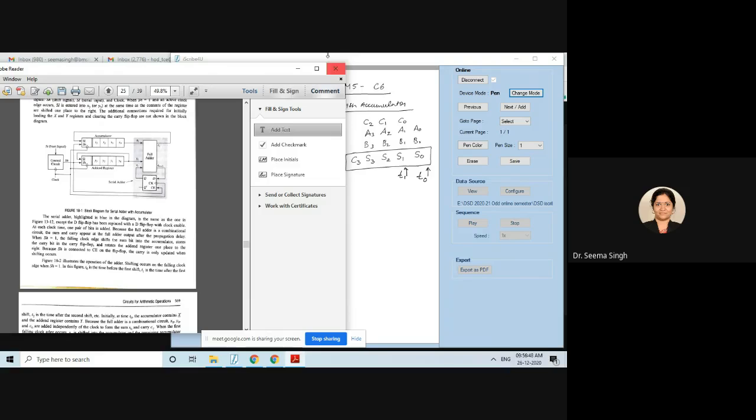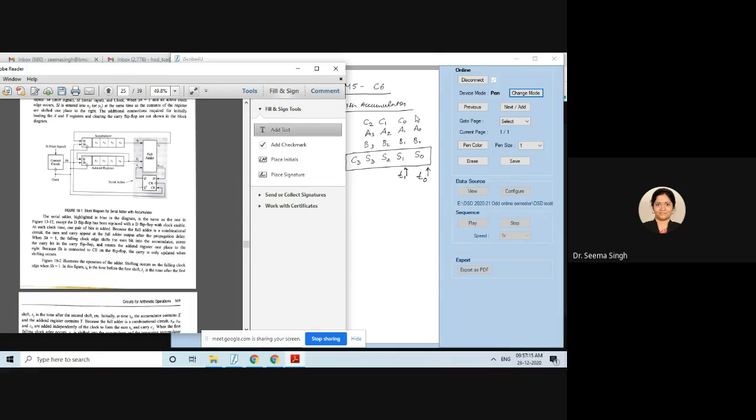And why do I need this? Because A1 and B1 are no more required. A1, B1 means your X1, Y1. X1, Y1 is no more required. So what you will get here? You will get your S0, S1, and here you will have your X3 and X2. So this operation keeps on happening for 4-bit time.